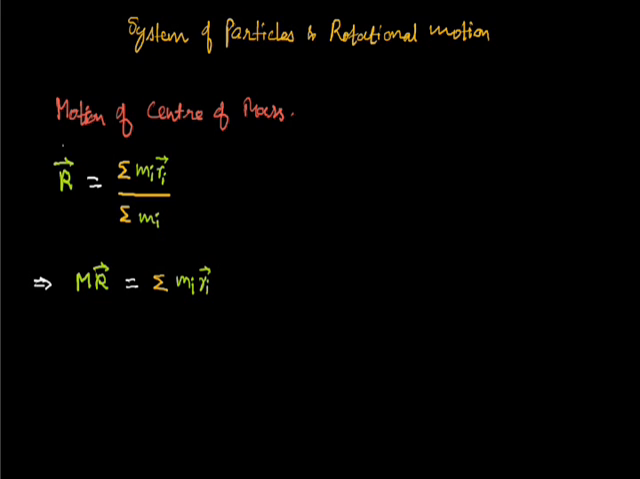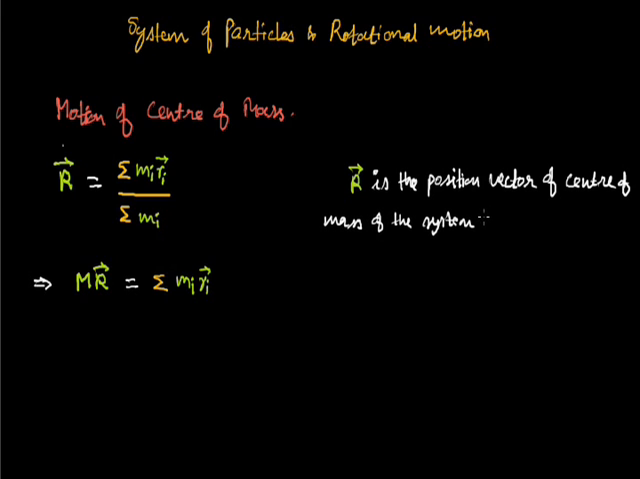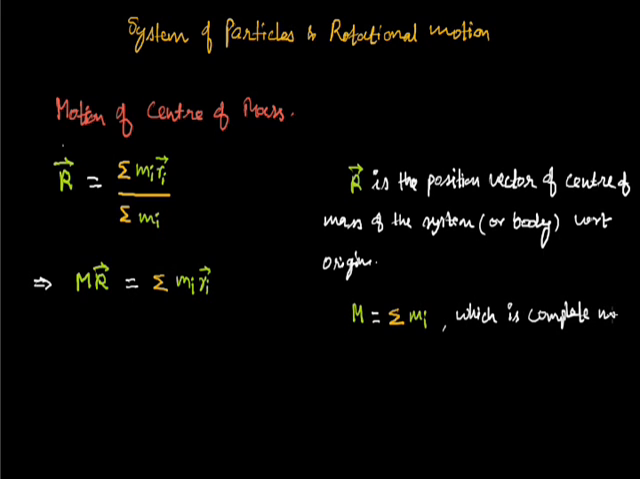ri vector. So here, do remember R is the position vector of center of mass of the system or body with respect to origin, and M equals sigma mi, which is the complete mass of the body or the system.